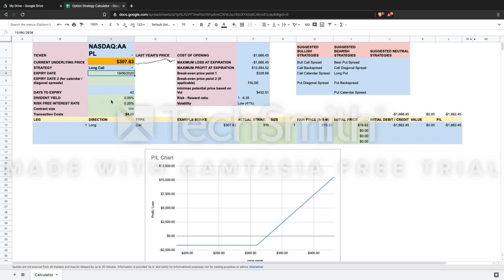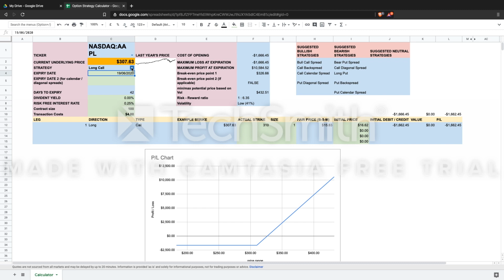We also have fields like the dividend yield and the risk-free interest rate that are used to calculate the fair price of the option. These will need to be updated manually as well. And then we also have contract size and the transaction costs. I have contract size at 100 shares by default. It is the most common contract size for options, but it can be changed. And then transaction costs, which will depend on the broker you're using, but it can be changed as well.